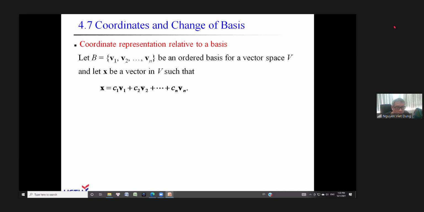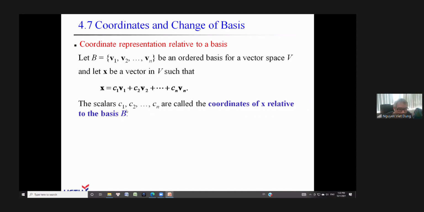But because V1 up to Vn are linearly independent, X can be written in only one way like that. It can be written uniquely. You cannot write it in another form. So the c1, c2, and cn are determined by x. So the numbers, the scalars c1, c2 up to cn, will become the coordinate of x relative to the basis B. So that is the name for the coordinate.